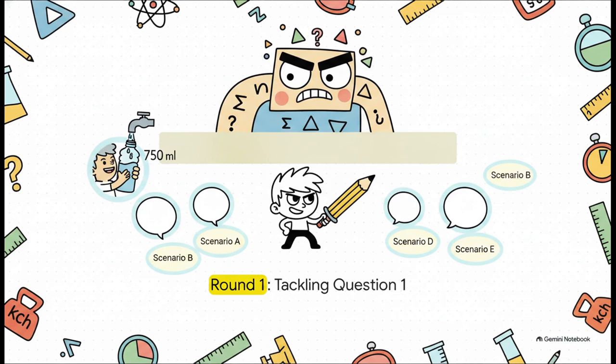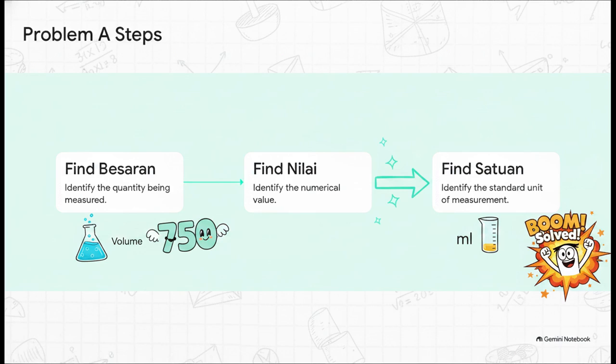Let's face the Latihan I boss and systematically take down question 1. We just need to extract the pure data from the stories here. Let's start with scenario A. Randy filling his water bottle with exactly 750 milliliters of water. Boom! Let's slice it up.